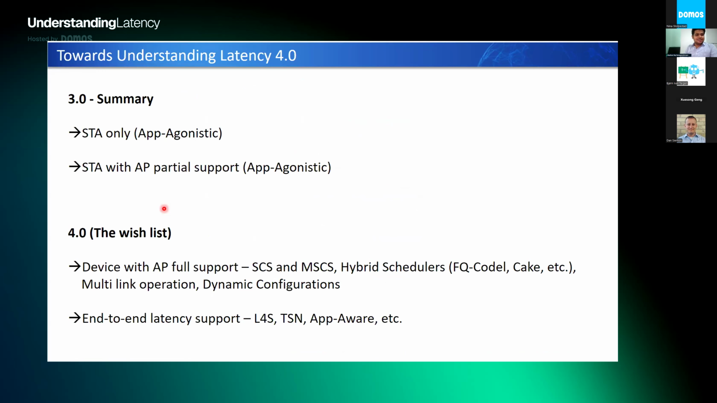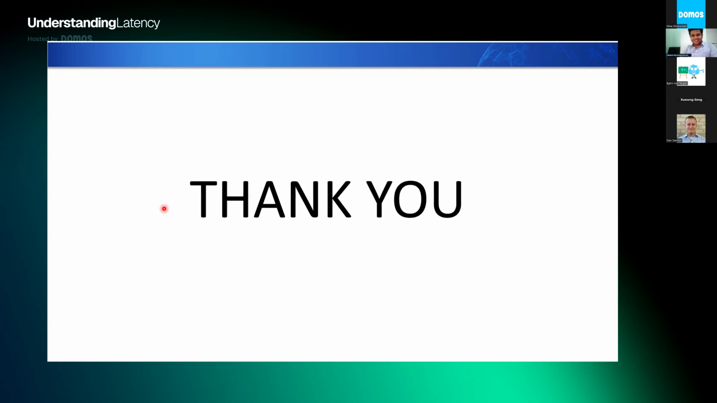So summarizing my slides, what we have in 3.0, what we discussed till now, is the star-only app-agnostic solution with partial AP support. The wish list is to have full access point support where we can use SES, MSES configured properly, and proper scheduling mechanisms. And also we can use the multi-link operation in Wi-Fi 7. The main wish is to have end-to-end latency support, like what we have in L4S, or the application server and RAN, everything talking to each other. So yeah, that's it. Thank you, everyone.